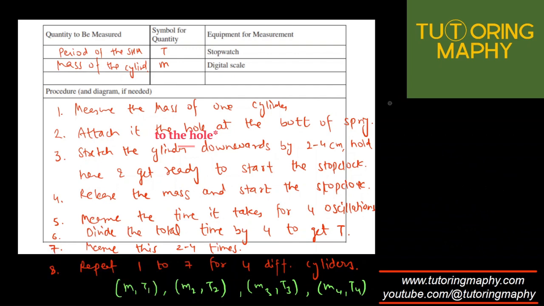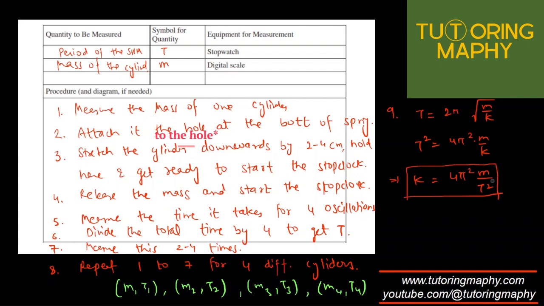For the calculation, we already have T is equal to 2 pi square root m over k. So if you square, T squared equals 4 pi squared m over k. We are going to cross multiply. So k will be equal to 4 pi squared m over T squared. So this is going to be the spring constant. All we have to do is plug in this m1 T1 to get k1, k2, k3, k4.